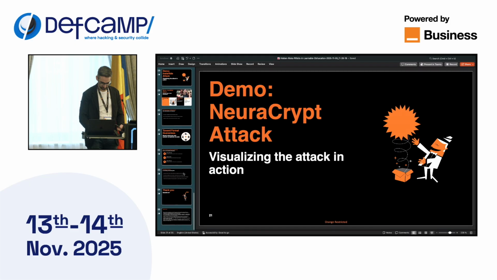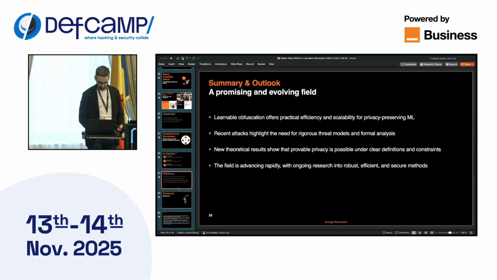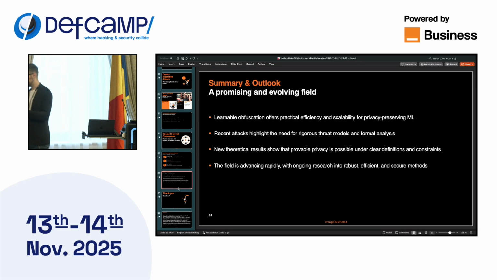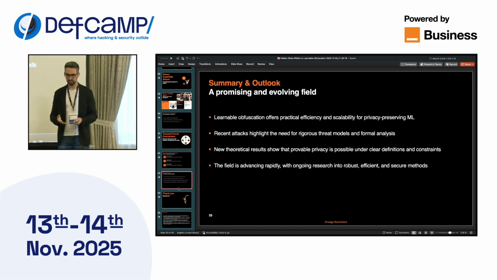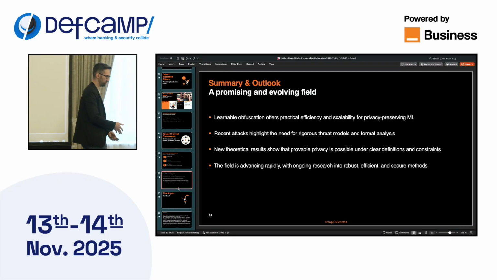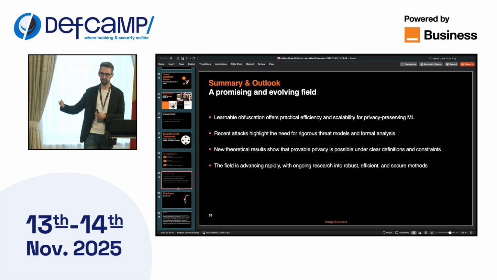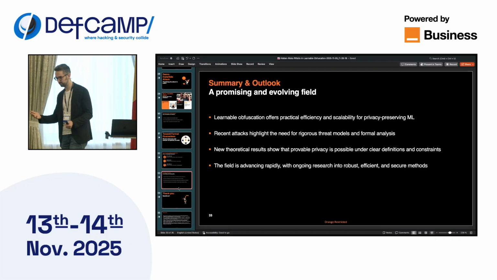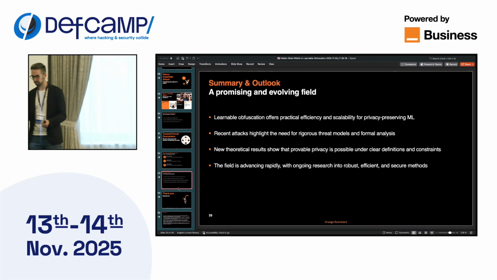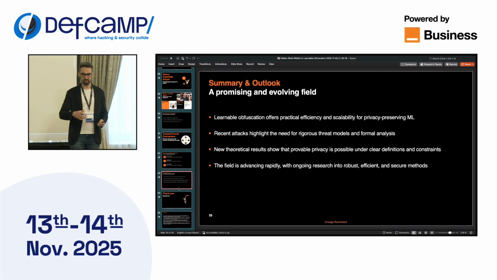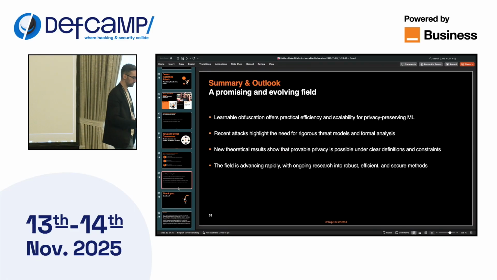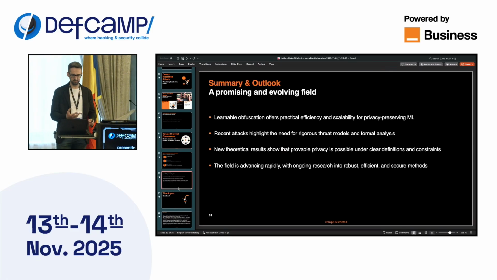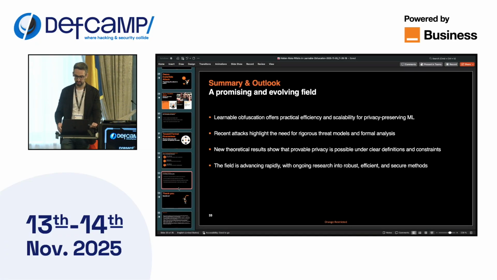So to summarize, learnable obfuscation is indeed very efficient. You saw that it's about computing sums or applying random neural networks. So we're not talking about complicated encryption schemes and so on. So it's efficient, it works, the algorithms can learn on the transformed data, but we are not 100% sure of their security.